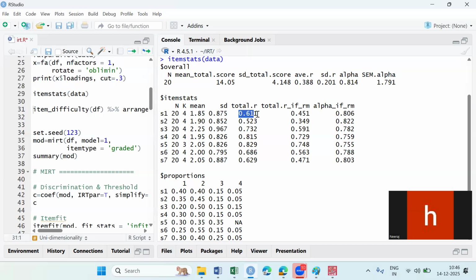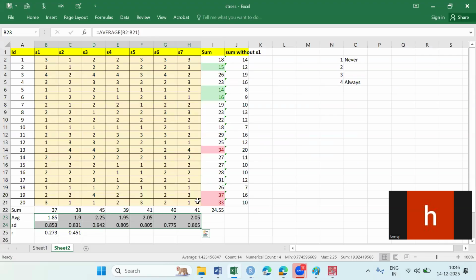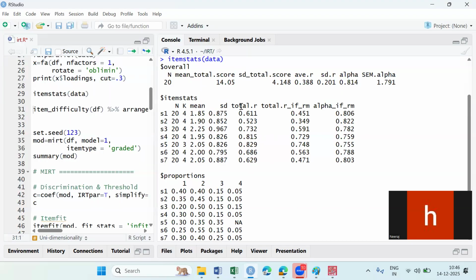Total R is 0.611. What is 0.611? Total R, this is the item to total correlation. Around 0.6 should be the value. S2 seems a little low value. If removed, then this will be the value. And alpha if removed, SPSS also gives us this. So what are the 2-3 considerations? Number 1, alpha is good. Number 2, from the mean, we can compute which is the most difficult or toughest item. Number 3, item to total correlation should be around 0.6 or more. One item shows slightly less.